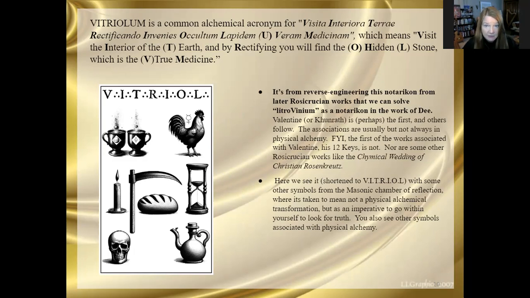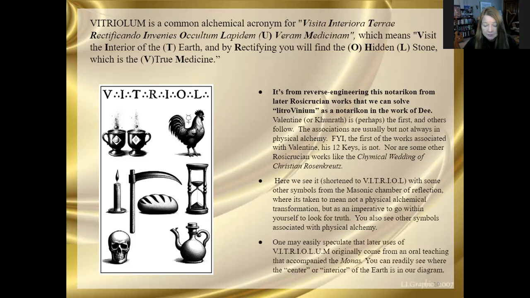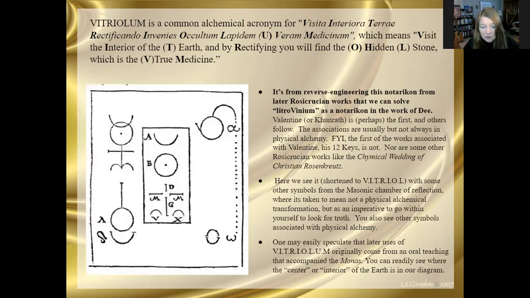The idea, so I have been told, is that the chamber of reflection is a place where one goes to go within that person's own psyche to look for truth, and to look for truth perhaps by communing with the divine. Okay, so you can easily speculate, as I have done here, that the later uses of V.I.T.R.I.O.L.U.M come from an oral reading that accompanied the Monas. That if we put that diagram from 22 on here, we could speculate what the center of the earth is, because we've already done so anyway.